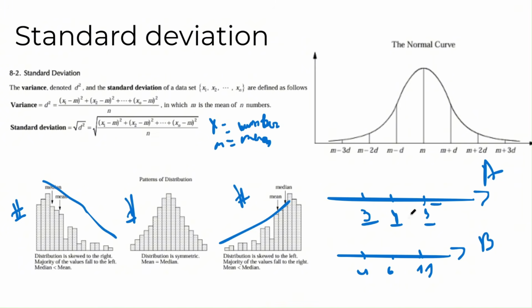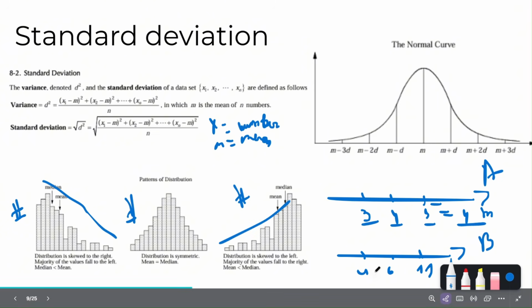To find our average, we have to add the numbers up and divide by their count. Our mean will be 4, because their sum is 12, and if we divide 12 by 3, we get 4. So this is our m, the mean. We'll do the same with the second example. If we add them up, we get 21. If you divide 21 by 3, we get 7. Our mean for this data set is 7.